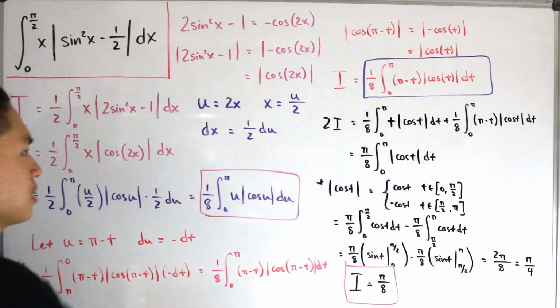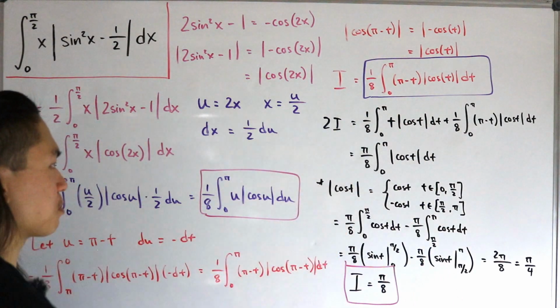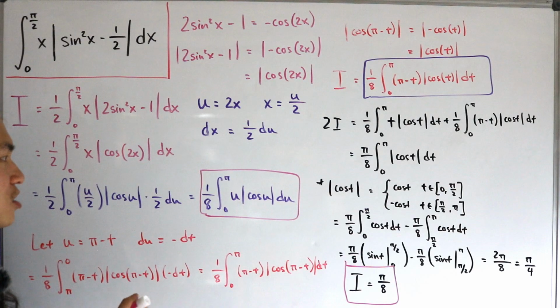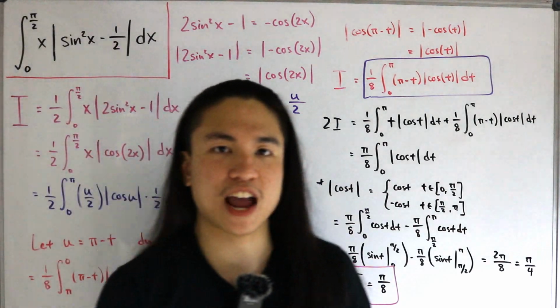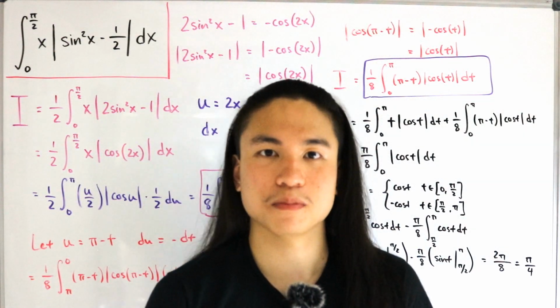Usually just breaking it down case by case, well, for specifically the absolute value of trigonometric functions, it just leads to a nice result just like that. So there you have it. So yeah, that's pretty cool if you ask me.